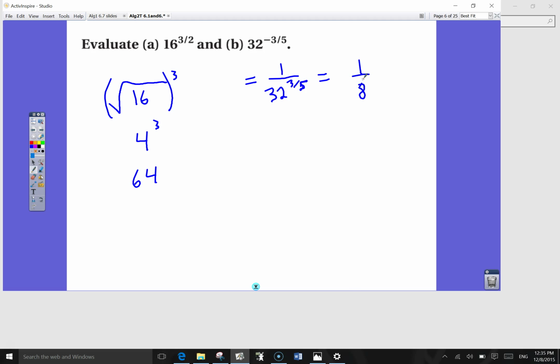8. So you don't necessarily have to turn it into a radical, but if it helps, you could definitely turn it into a radical. And I did it without putting it 1 over, but it's 1 over.